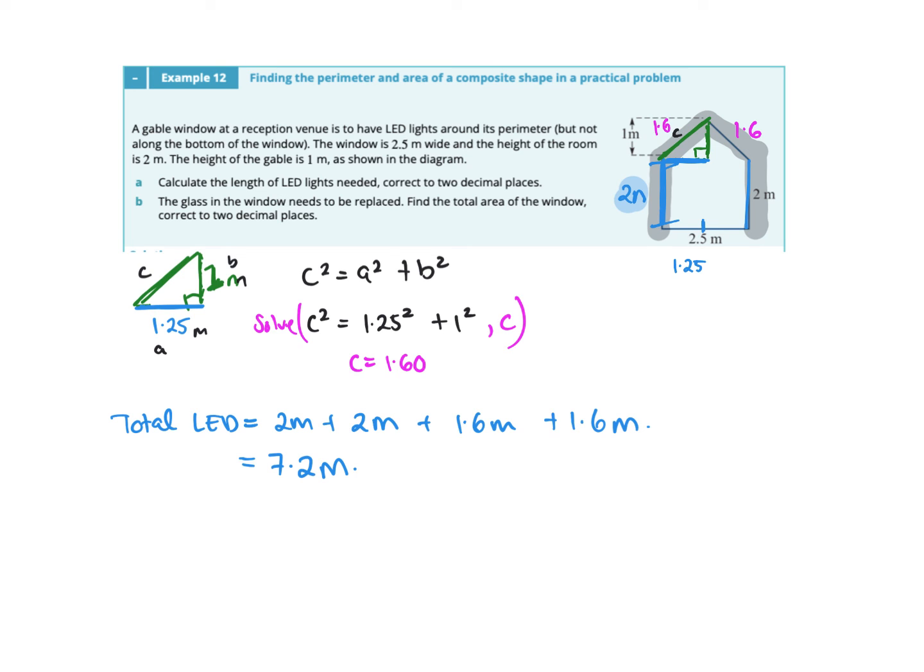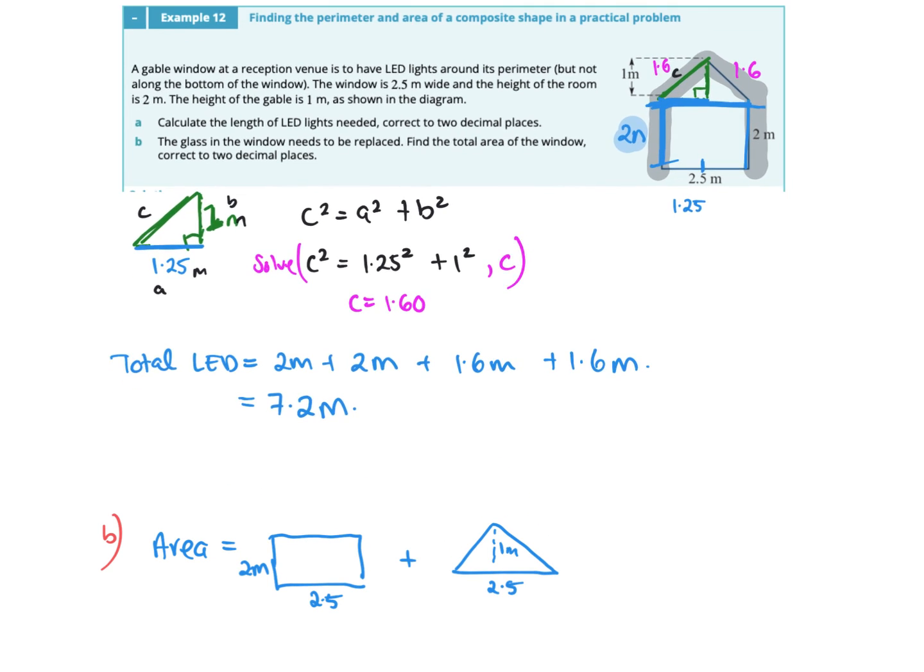The glass in the window needs to be replaced. Find the total area of the window. So with part B, when you've got these, it's what we say composite shapes. So to find the area, you're going to break it up. I'm going to use the rectangle down bottom, which was 2 meters by 2.5. And then I'm going to add the gable part, which we know the height was 1. And what's the width of the whole gable? What's the width of that pointy bit at the top? Along here, it's going to be the same, isn't it? 2.5. So that's 1 and 2.5.